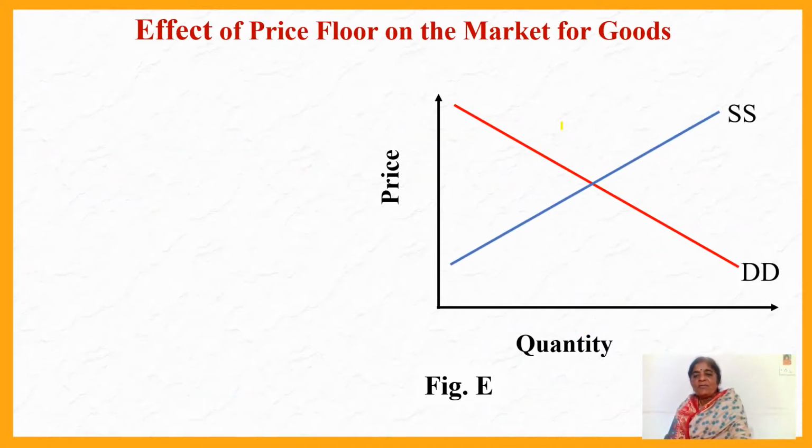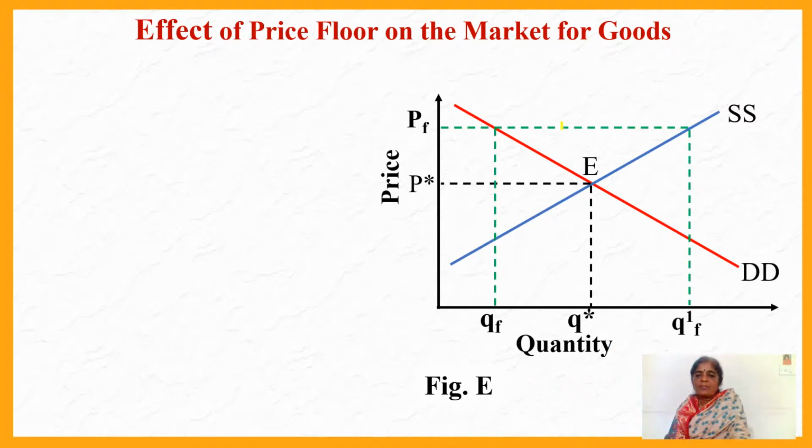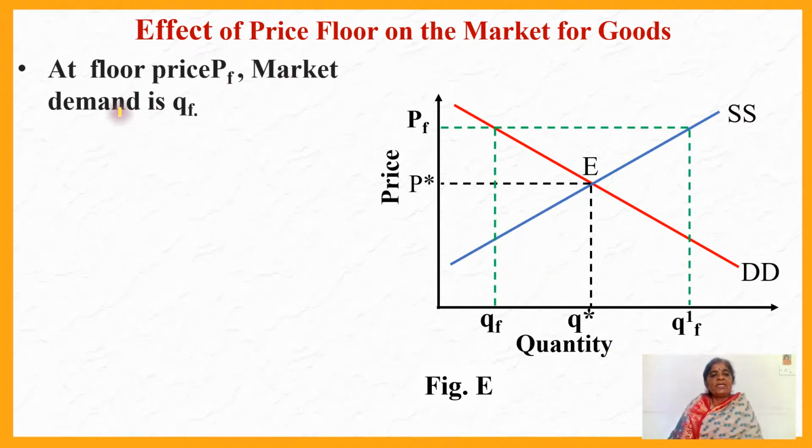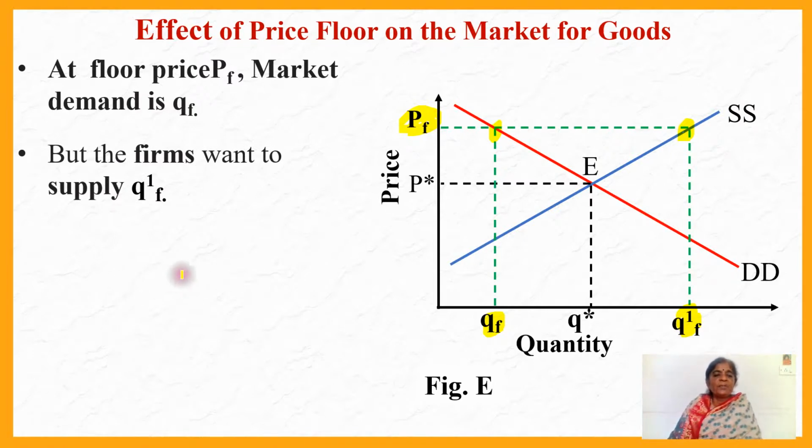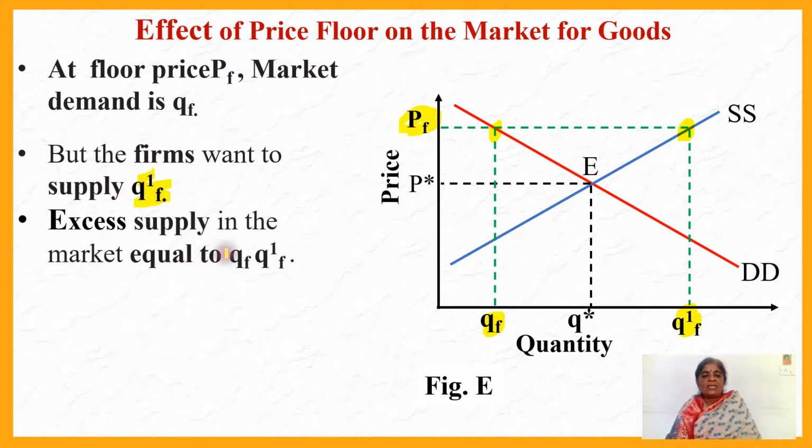And thereby, what will happen now? At the floor price PF, the market demand is QF. You can notice the same diagram again that I brought here. What is the market demand at PF? QF, because this is the demand curve. At PF, the market supply is Q dash F, because the firms want to supply Q dash F. Therefore, the excess supply is how much? QF to Q dash F, this distance. This distance will give us the excess supply QF Q dash F.